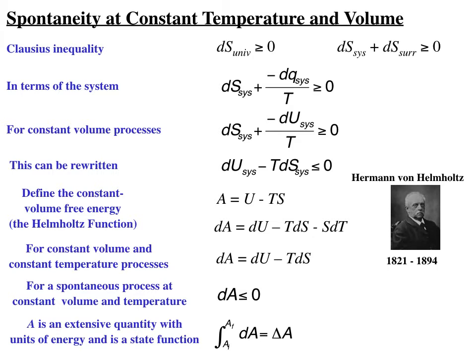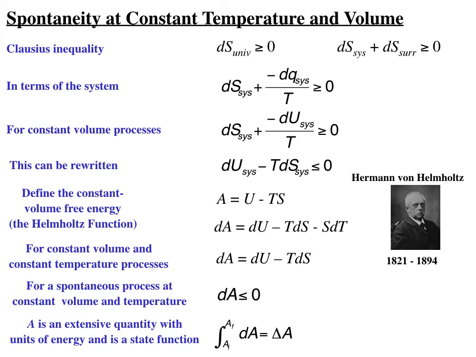Now let's specify the conditions under which the process is prepared, and let's specify that we have a system at constant volume. At constant volume, we know that the PdV term is 0, so dU is equal to dq. So I can replace dq of the system with dU of the system, and I get dS of the system plus a negative dU of the system over T must be greater than or equal to 0 for a spontaneous process. Now I'm going to multiply through by T.